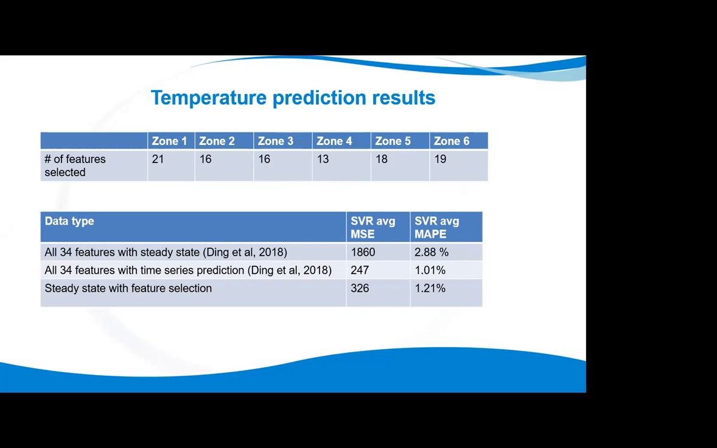we used two metrics to compare our results. For the first part of 34 features, with steady state, Ding's original results showed a mean squared error of 1,860. And the second column is simply mean absolute percentage error. He applied the time series data on the input data, and that improved the MSE from 1,860 to 247. And in our case, we took the steady-state data with feature selection, and that improved our results from 1,860 to 326, just by performing feature selection.